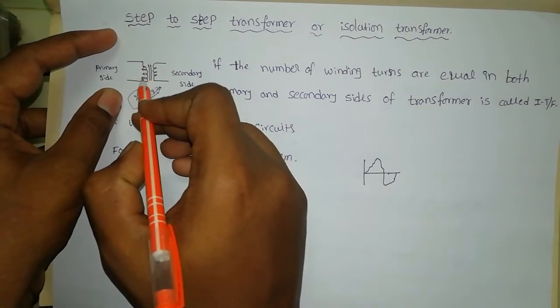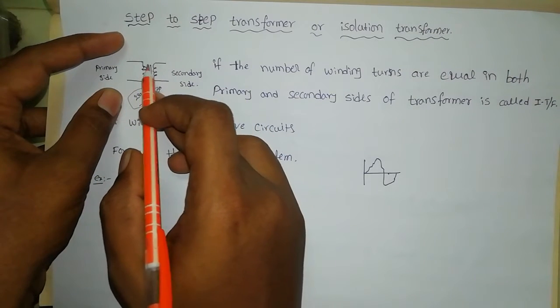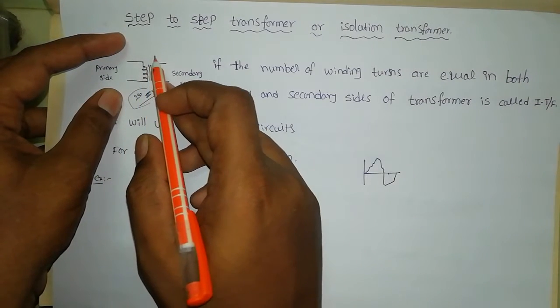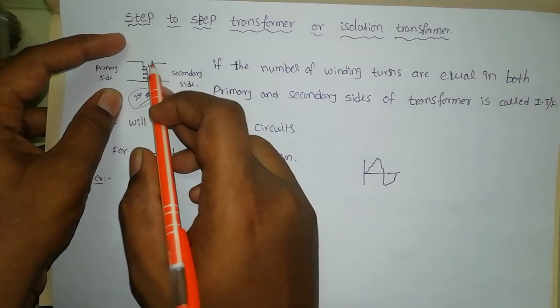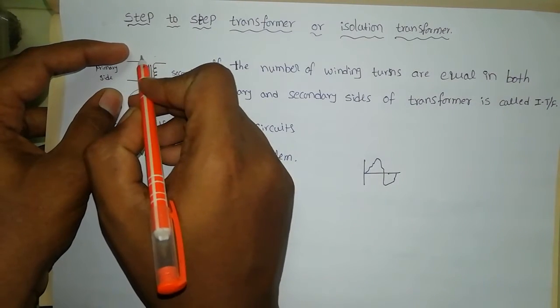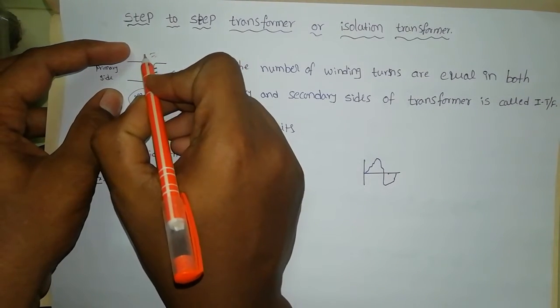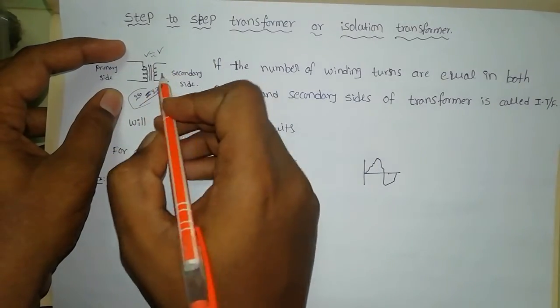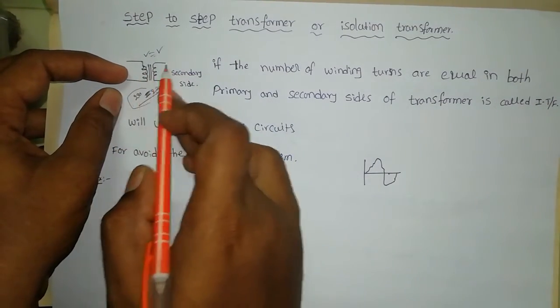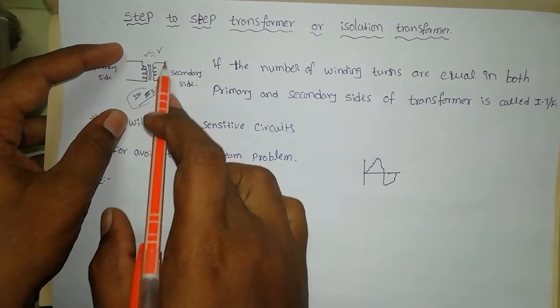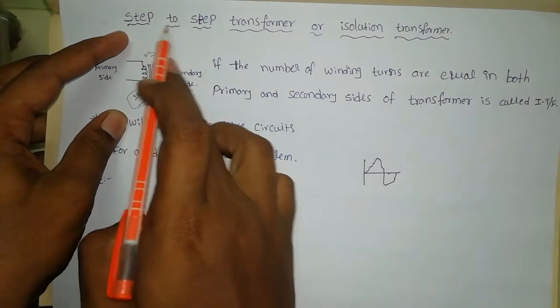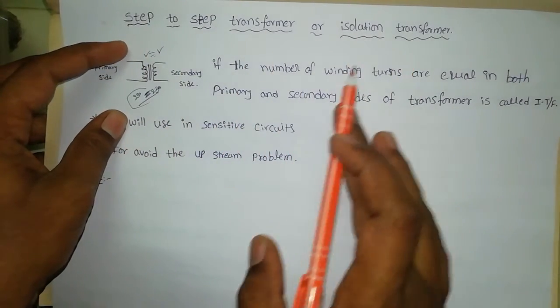Just the number of turns are equal. It doesn't step up or step down. It will only transfer power at equal voltage. Both sides are at equal voltage, with no changes in voltage. In this case, this transformer is called a step to step transformer or isolation transformer.